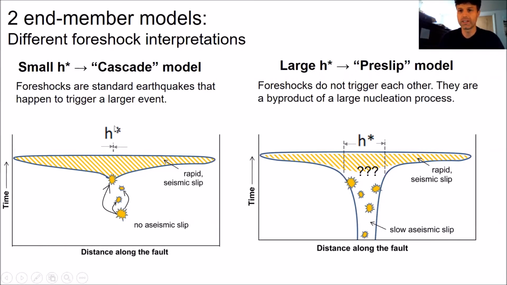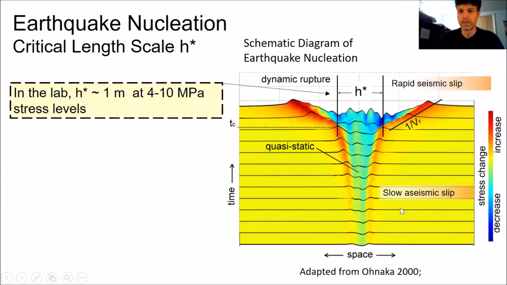In order to understand the difference between the two models, we have to understand a critical nucleation length scale, H star. Earthquakes are thought to start with some slow and stable slip, and as that slow slipping region expands, it eventually reaches a critical nucleation length, and then it goes unstable and creates an earthquake. And we find that in the lab, this length scale is on the order of 1 meter. So how do we know this?